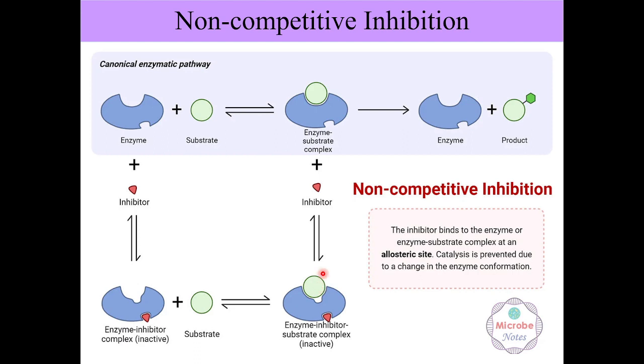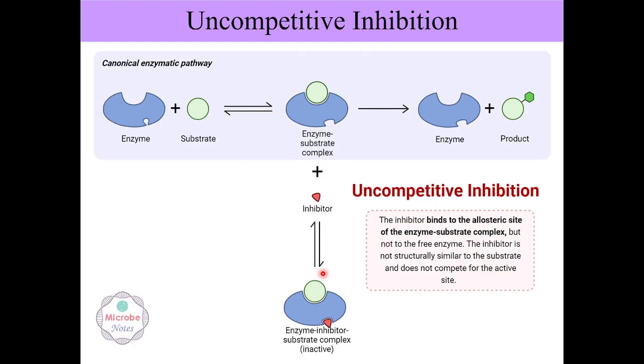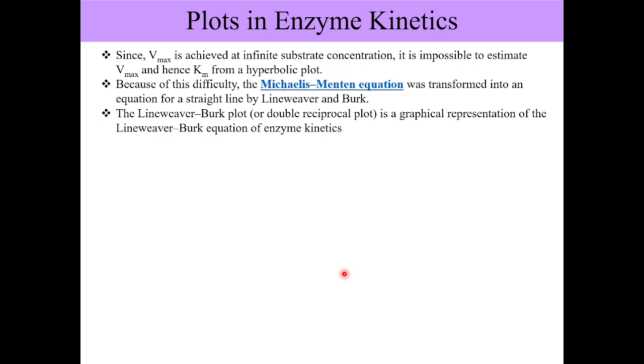Now, for an uncompetitive inhibitor, the inhibitor can only and only bind to the enzyme substrate complex. They will not bind to the free enzyme. So the inhibitor binds to the allosteric site of the enzyme but not to the free enzyme. The inhibitor is not structurally similar to the substrate and does not compete with the substrate for the active site. These are the two differences between the uncompetitive and non-competitive inhibitor. And then you can also study about mixed inhibition. That would be a very interesting topic to get to know.